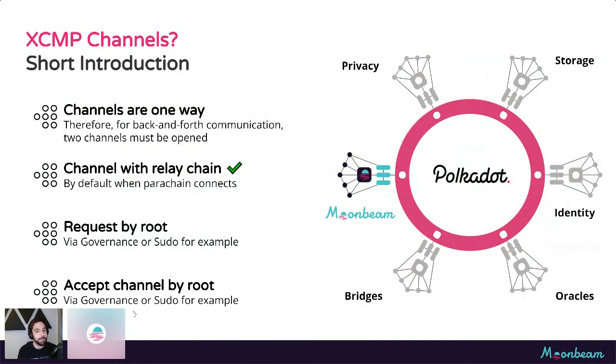And then the acceptance of the channel. So it's a two-step process. So Moonbeam will have to say, hey, relay chain, I want to open a channel with this storage parachain. And the storage parachain has to tell the relay chain, hey, I want to accept this channel opening or whatever. All right. And that has to be done as well by root, meaning that this is governance or sudo, for example.